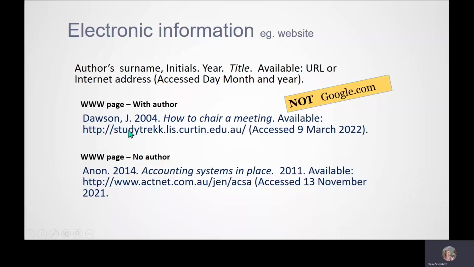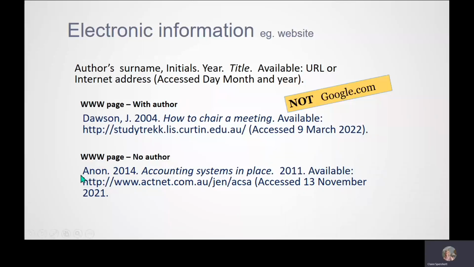Okay, so if we look at the example below here, there's the author's surname, initial, the year. This is the title of where we took the information from. We write the word available, a colon, and then you would copy and paste the URL from the website into your reference. And then lastly, in brackets, the date that you accessed it, not the date of the website, but the day that you accessed it, because remember, things on the internet don't always stay the same, they may change. So it's important to note when you accessed it.